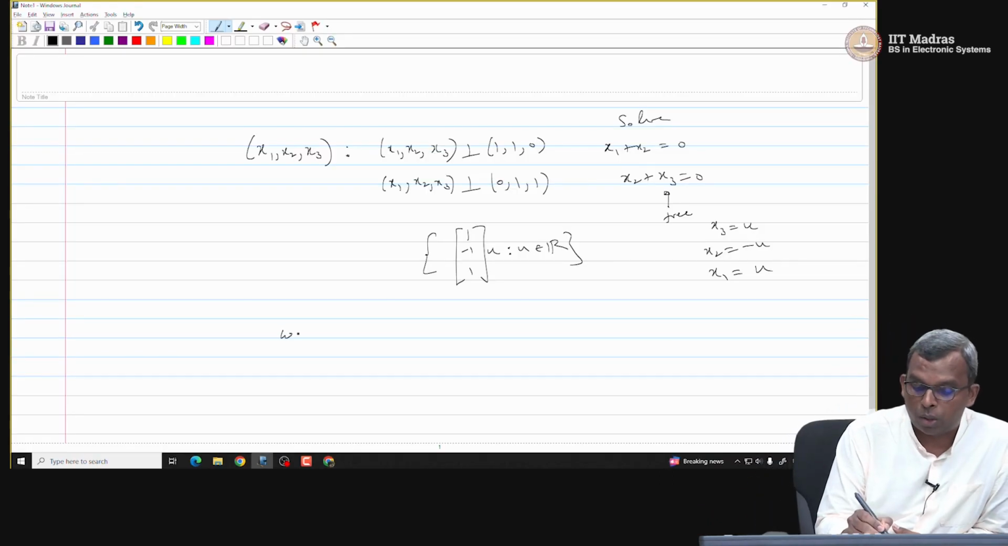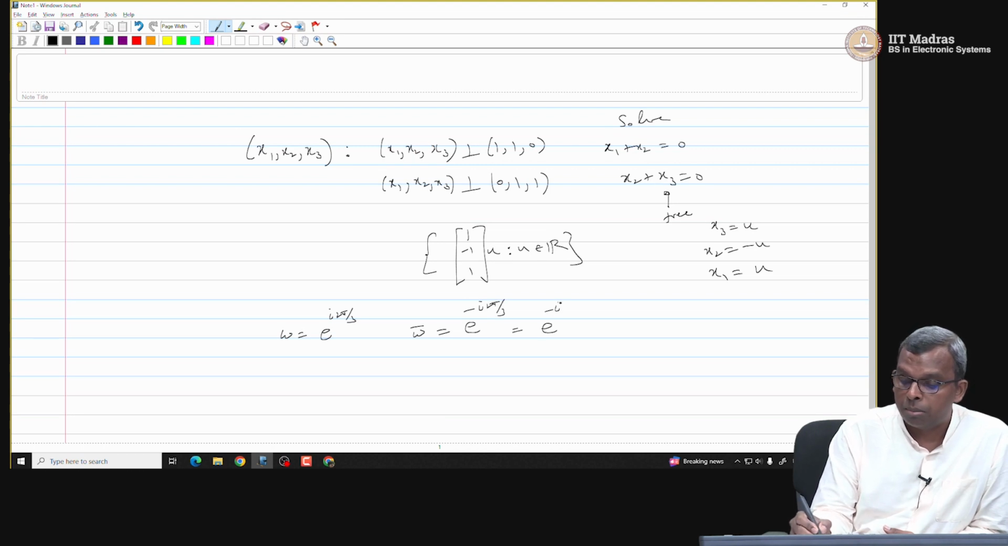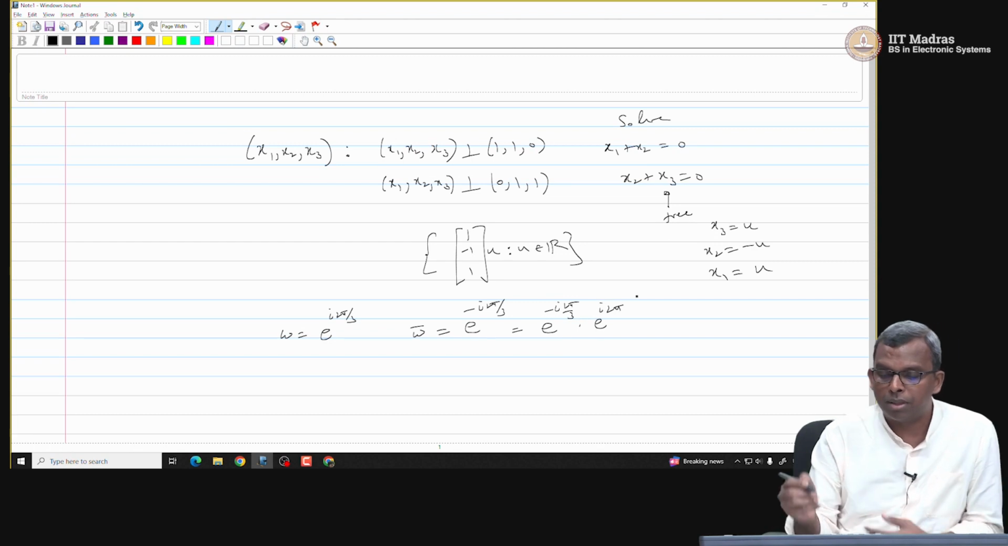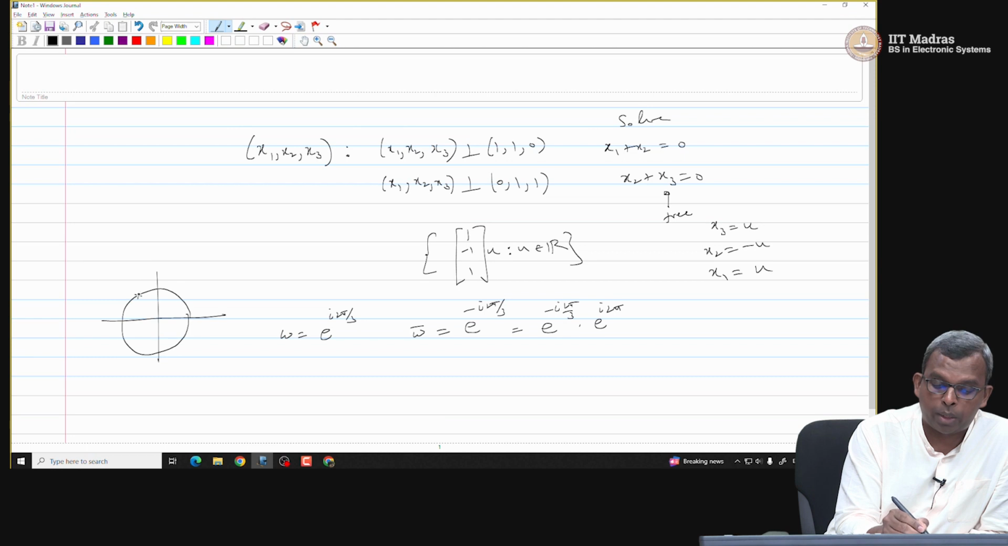Let me write it down. W is e power i 2 pi by 3. If you remember, w conjugate is e power minus i 2 pi by 3, which is the same as e power minus i 2 pi by 3 into e power i 2 pi. You should remember this. This whole thing is on the unit circle. Everything is on the unit circle. This is at 120 degrees. This is my w. It's e power i 2 pi by 3.